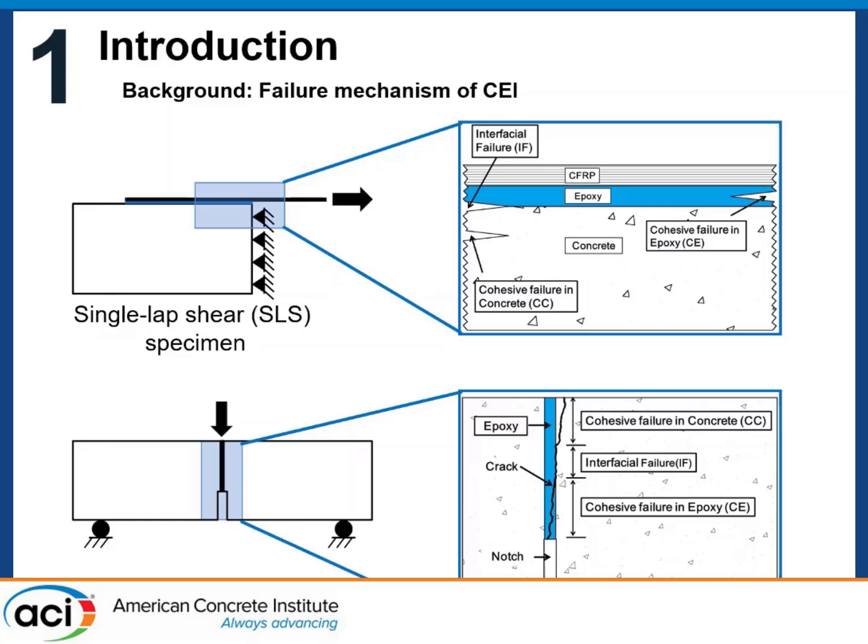So the properties of that epoxy are important. And in that case, you have what we call the cohesive failure of the epoxy, but most likely you're going to be seeing cracks that are in the concrete side and in the epoxy side, and they migrate back and forth. And those will be what we call the interfacial failures.